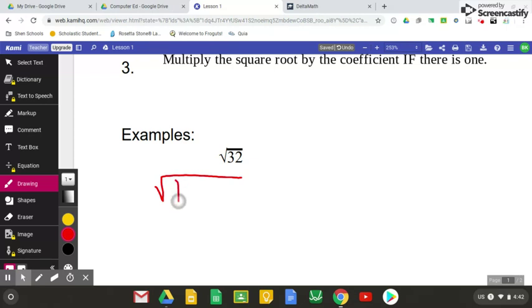16. 16 times 2 gets me to 32. Now, how did I pick 16? That's a perfect square. That's 4 squared. So these 2 numbers multiply to 32, and one's a perfect square. That's step 1. Step 2, take the square root of the perfect square. What's my perfect square? That's this 16. I'm going to take the square root of it. So the square root of 16 is 4. The radical's still there, and the 2's underneath it. And I can't go any farther. So this one's done.